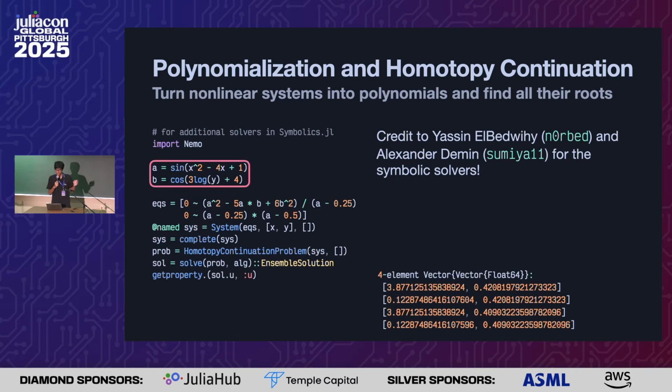And I'd really like to thank Yasin and Alexander. They worked on the symbolic solvers in Symbolics.jl, and they're really, really cool. So go check that out.